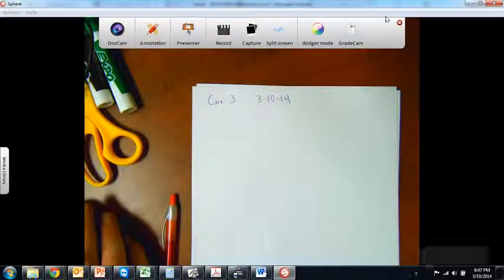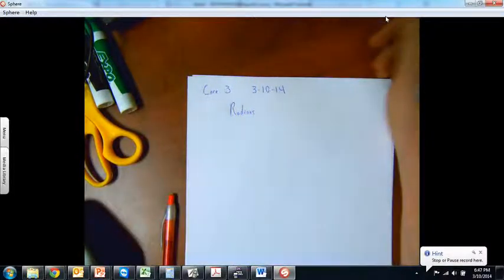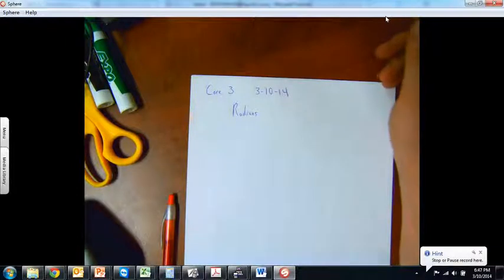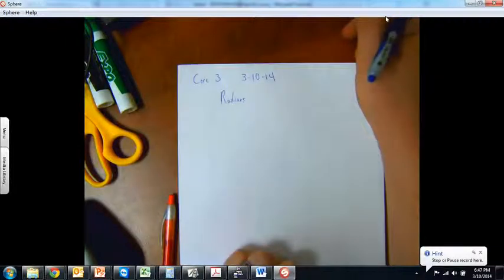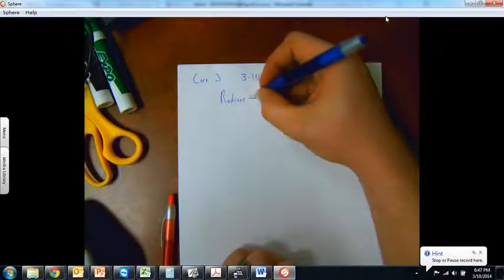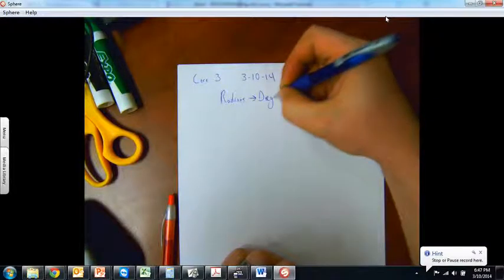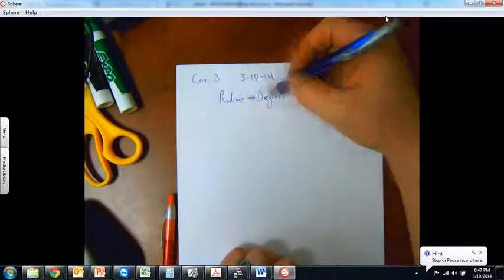In Core 3 today, we finally learned what radians are. Radians are just another form of measurement for an angle, much like degrees. So today we're looking at the difference between radians and degrees and how to transfer between them. We want to know how to go from radians to degrees and from degrees to radians.